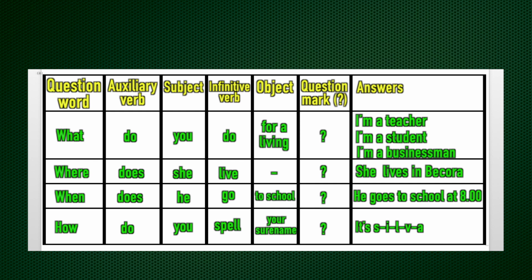So, the next is the question word how, where the rule is similar to the question words what and where. Again, the question word how sits before the auxiliary verb do, followed by the subject you, plus the infinitive verb spell, then followed by the object, your surname, plus the question mark. To make it a question in full, the question would be, how do you spell your name? How do you spell your name?